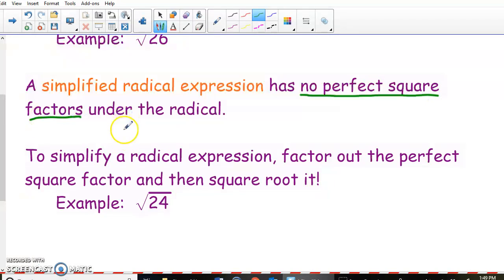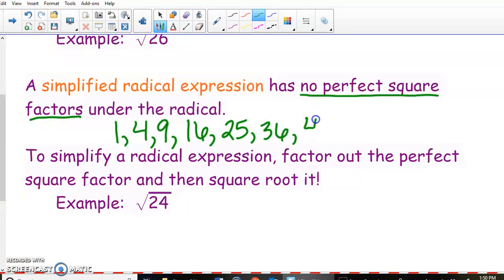Now a perfect square, some examples: if I took 1 squared, I would get 1. If I took 2 squared, I would get 4. So those are a couple perfect squares. 3 squared gives 9. 4 squared gives me 16. 5 squared is 25. 6 squared, 36. 7 squared, 49. 8 squared is 64. 9 squared, 81. And 10 squared, 100. So those are my first 10 perfect squares. Okay, so these are going to be really important as we go about our work today. We're going to want to keep these in mind.